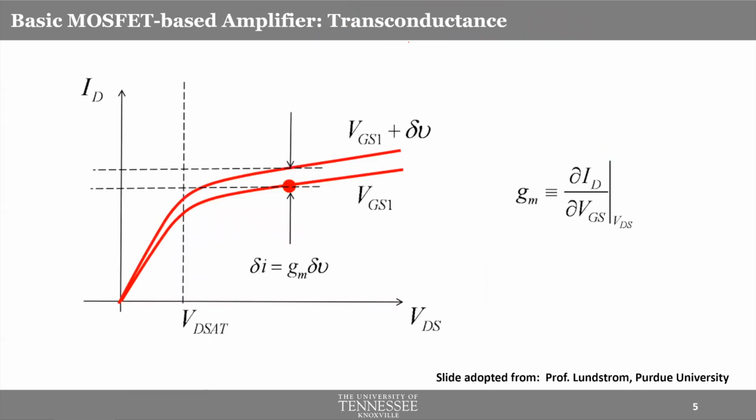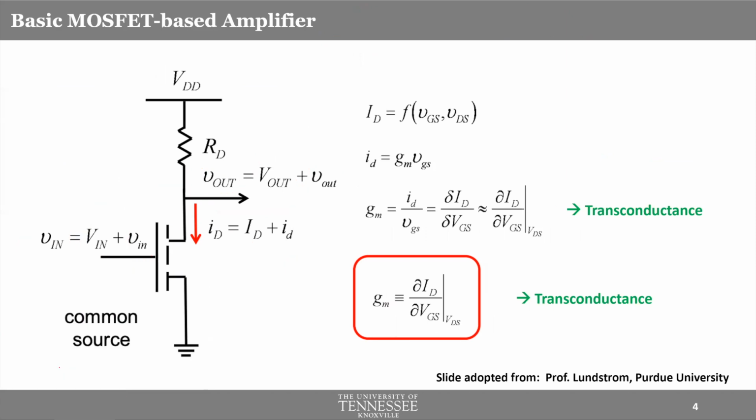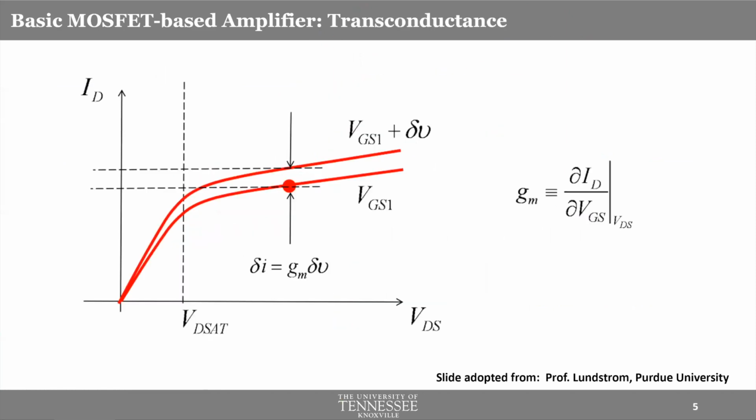But just keep in mind that when we look at the full picture, that means we have DC and AC components. Then if we have a DC and AC component in the input, we will have DC and AC component everywhere in the current and in the output voltage. Now, let's set that aside for a second. So we have just talked about how drain current is a function of VGS and VDS. There is a way to represent that.